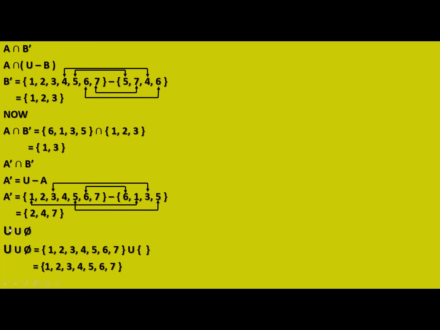Now another one is U union empty set. First you'll write the elements of U and then write an empty set. In union what do we do? We write both sets' elements together. So we can only find elements in set U. So we'll copy as it is, 1 2 3 4 5 6. Why are we copying? Because we cannot find any element in an empty set.